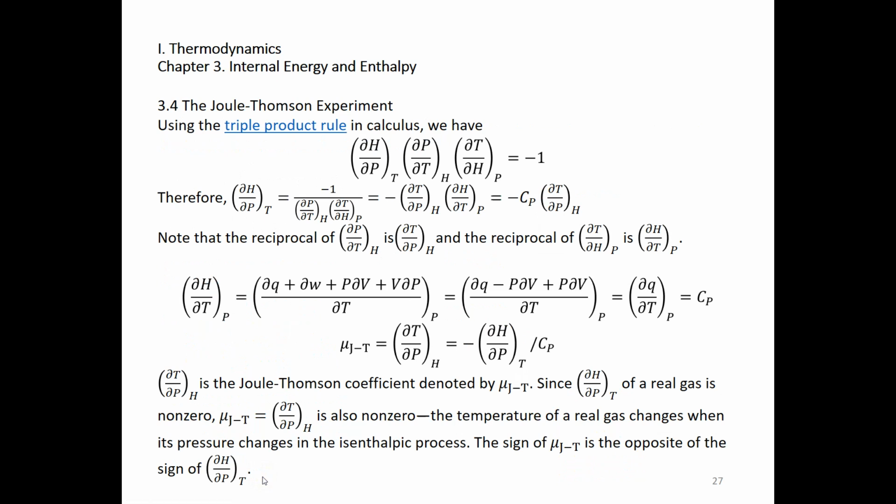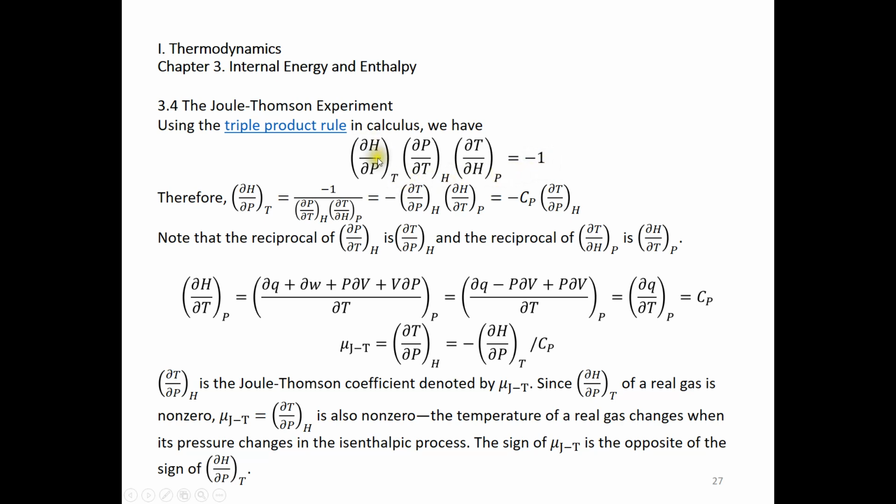We will again use the triple product rule in calculus and also the reciprocal rule. The triple product rule gives us this equation. We have h over p, p over t, t over h. The result is -1. Do pay attention to the subscripts.